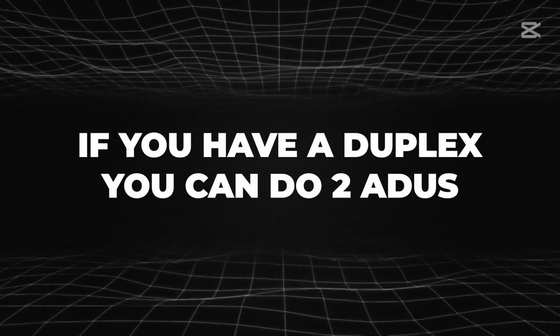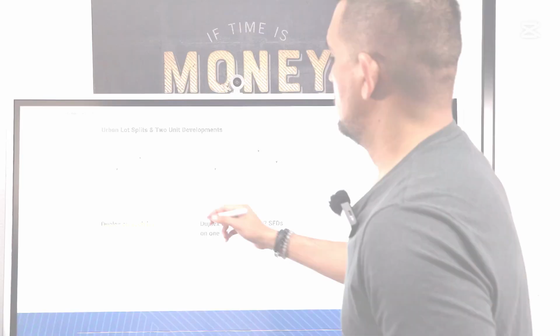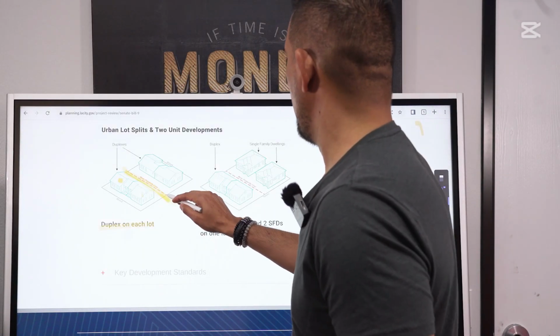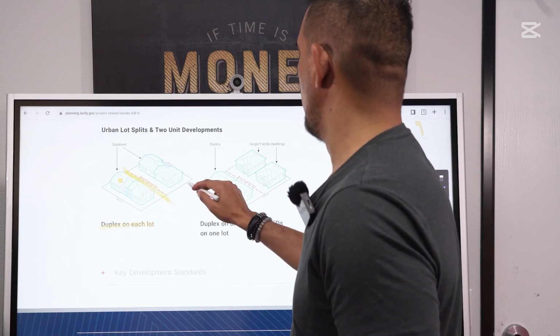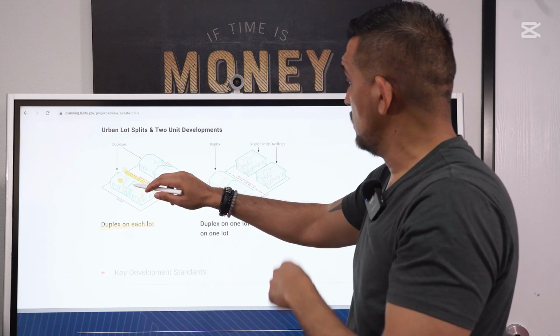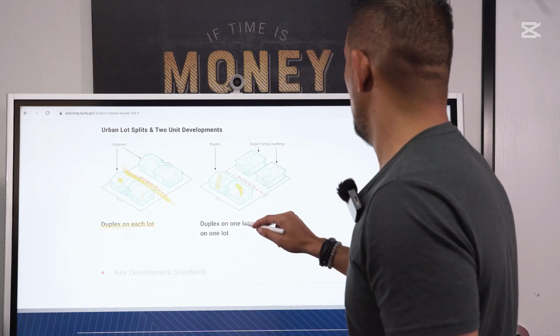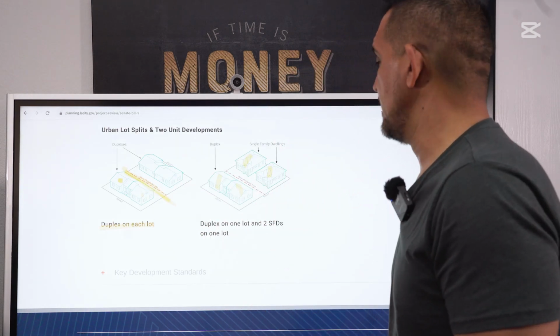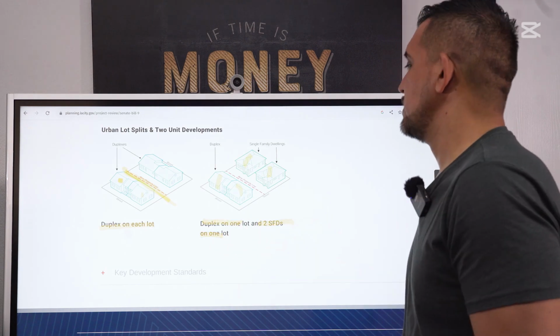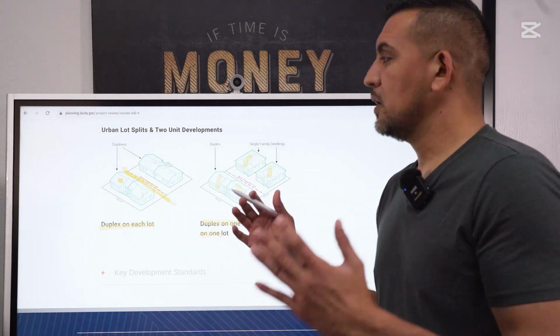If you have a duplex, you can do 2 ADUs, 1 ADU per unit. So 1, 2, that's a property line. You split it. You have the street here. I don't know where the entrance is, but that's how they show it here. 2 duplexes, or again, you can have a duplex and 2 SFDs, 2 single family dwellings. So that's the advantage of using SB 9.